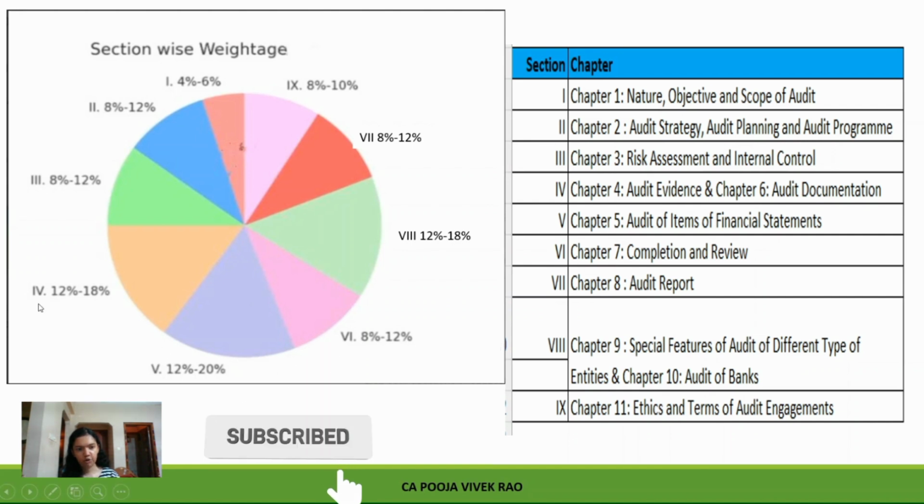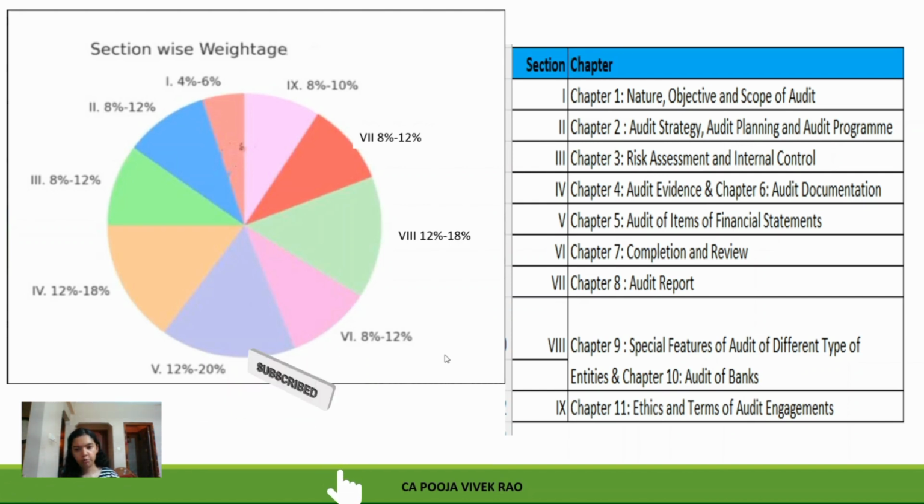The section wise weightage for section 4 is 12% to 18%. And the chapters coming under section 4 are chapter 4, Audit Evidence, and chapter 6, Audit Documentation. Chapter 4, Audit Evidence. Audit evidence is vital for forming conclusions and opinions on companies' financial statements. The sufficiency and appropriateness of this evidence is crucial, determined by its quantity, quality, source, nature, and obtaining circumstances. Also, learn the procedures for obtaining evidence, testing, control, and substantive analytical methods.